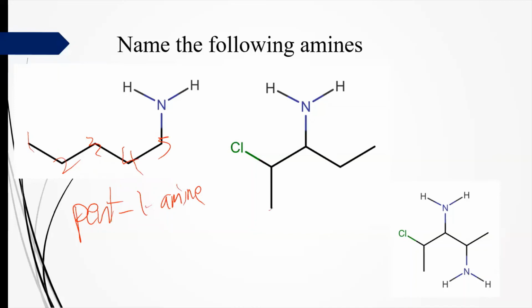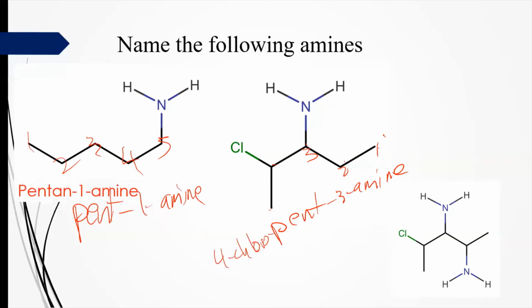This next one, 1, 2, 3, 4, 5. So we also have 5 of these, so this is also pent. Now this should be 1, 2, 3 for our amine. And so that makes 4-chloro pentamine.